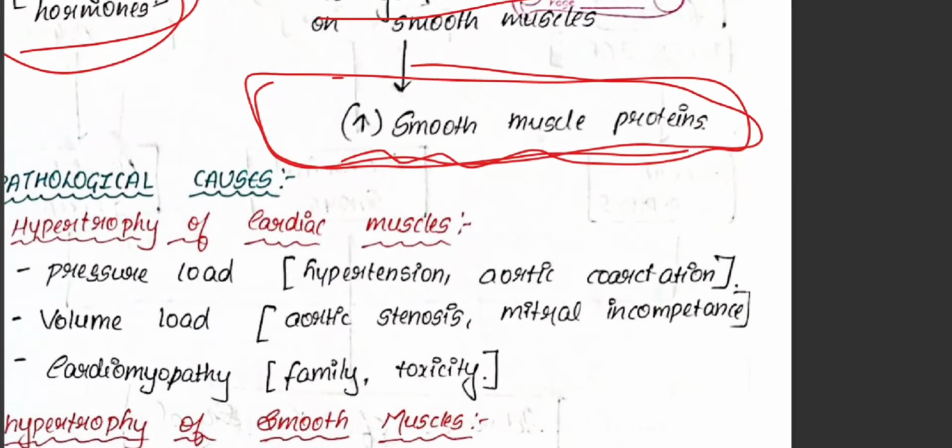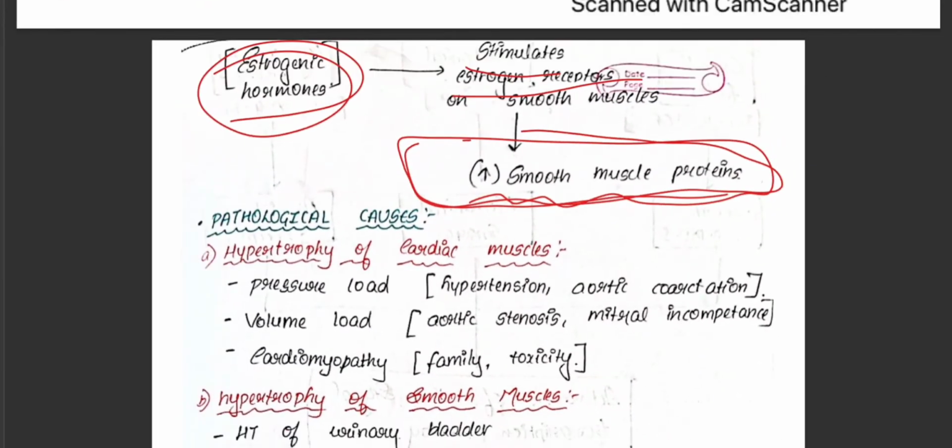Moving on to the pathological causes. First one is the hypertrophy of the cardiac muscle. Hypertrophy of cardiac muscle is mainly seen due to pressure load, that is, when there is an increase in the amount of pressure on your cardiac muscles. So it is seen during hypertension or aortic coarctation. Moving on to the volume load, it is seen during aortic stenosis and mitral incompetence.